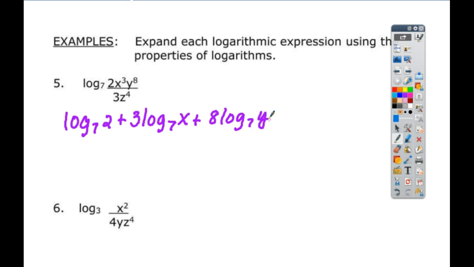So, what are we doing? Subtract. So the 2 on the bottom are going to be minus log base 7 of 3 minus, and what do I do with the 4? Front, minus 4 log base 7 of z. Okay, does everybody see that? So let me show you one more way to write that. The top doesn't change at all.